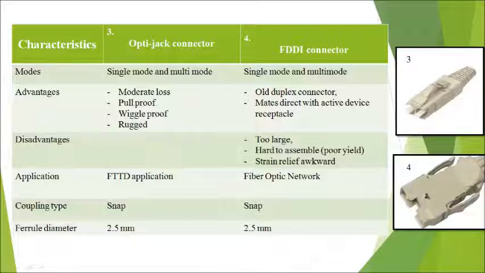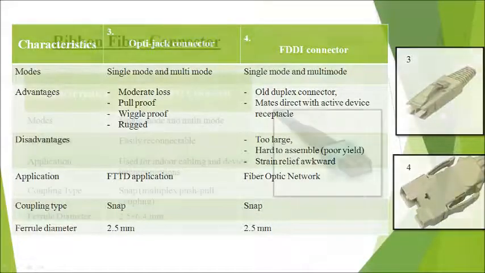The fourth one, the FTDI connector. It comes in single mode and multi-mode. The advantages of FTDI connector are all duplex connector and a direct match with active device receptacle. Disadvantages of FTDI connector are too large, hard to assemble, and awkward strain relief. The FTDI connector is used in the fiber optic network. FTDI connector uses snap type of coupling. The diameter of the ferrule is about 2.5 mm.